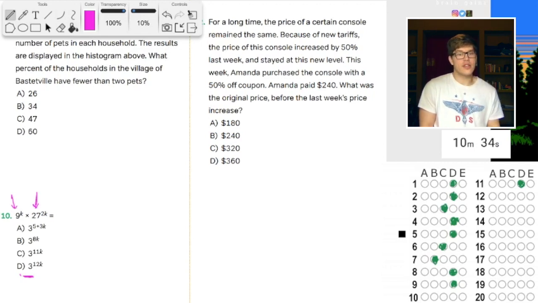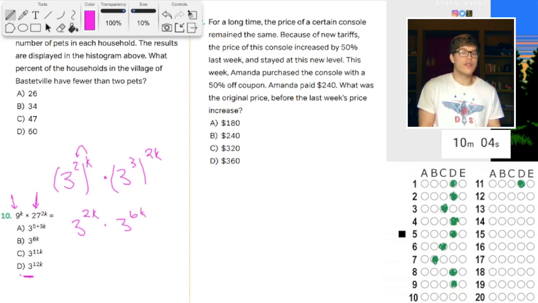And this is easy because 9 is just 3 squared. So this is going to be 3 squared, don't forget to wrap it in your parentheses, to the k. And then 27 is 3 cubed to the 2k. So whenever you have exponents on the outside of parentheses, we're going to multiply these in. So this equals 3 to the 2k times 3 to the 6k.